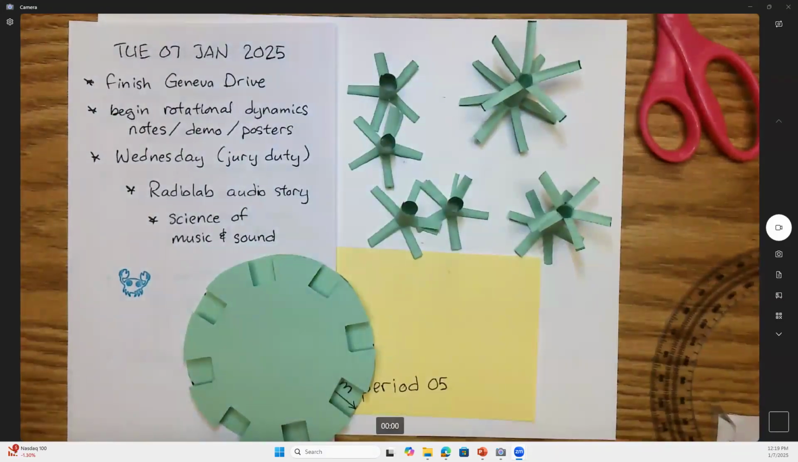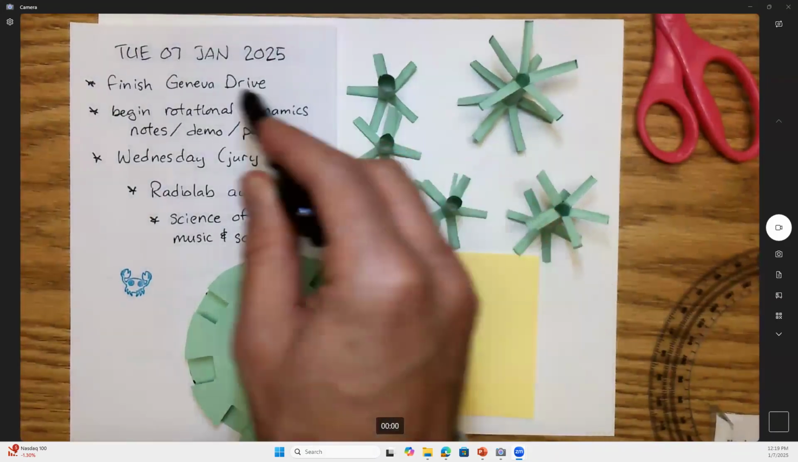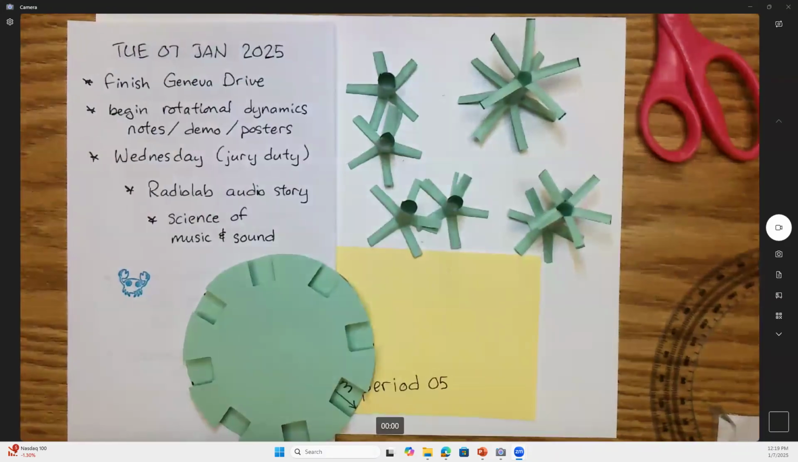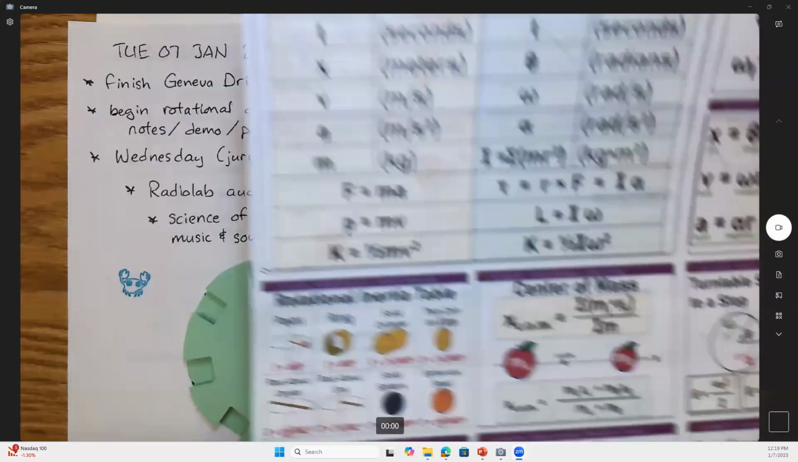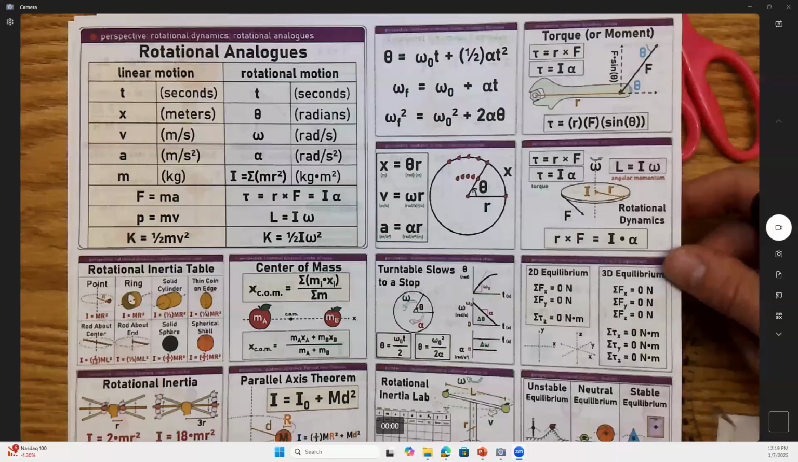Now, actually, before I do that, I do want to give you guys a little bit of lecture notes. So, looking at these thumbnail notes, I have full PowerPoint slides for these. I want to go through some of these.